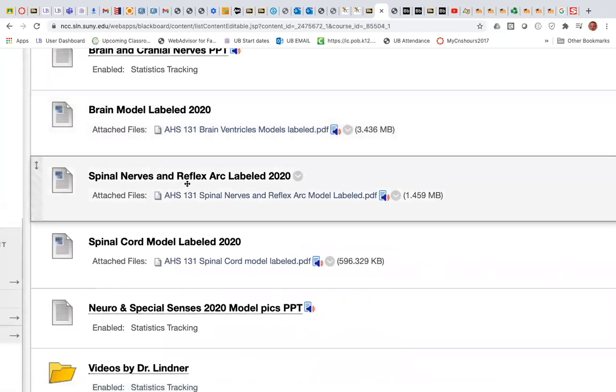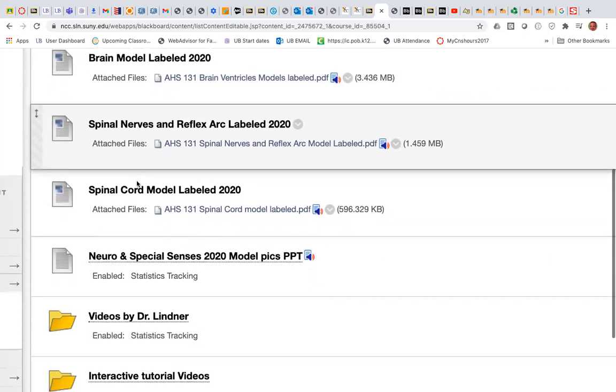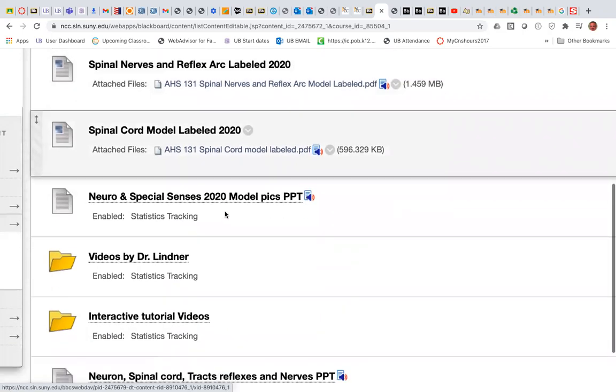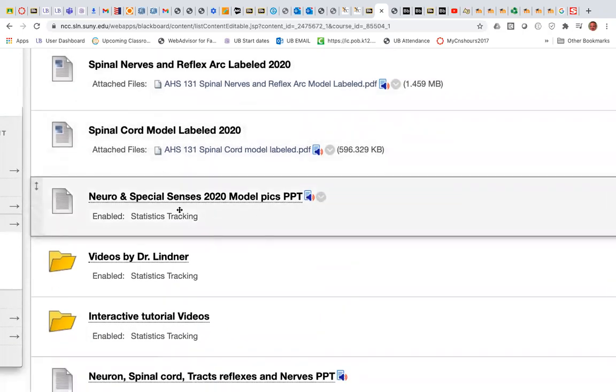Here is the PowerPoint or PDF on the Reflex Arc Model and Spinal Nerves, which we'll cover today. And I will also cover the spinal cord model today. This PowerPoint is on the special senses. What we mean by special senses are the eyes, the ears, the nose. Those are your special senses. There will be 1 or 2 questions on the eye and a few questions on the ear. So you want to make sure that you understand those.